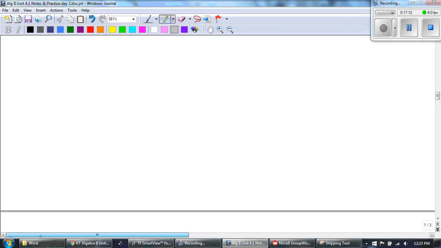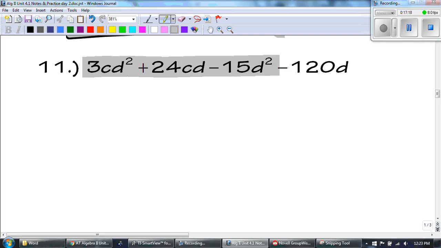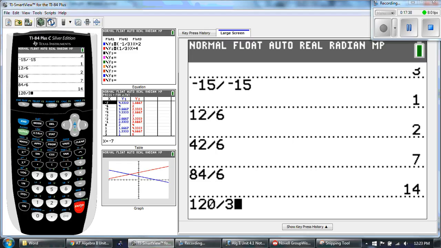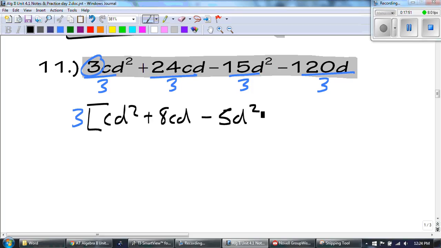All right, last one. There it is. So always check first. Is there a GCF? Yes. This time it's just a number. Always check with the smallest. You should know that 3 goes into 24 and 3 goes into 15. And if you don't know, use your calculator. Okay? So the 3 comes out front. We're left with the CD squared plus 8CD minus 5D squared.